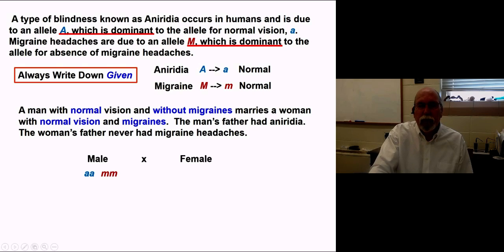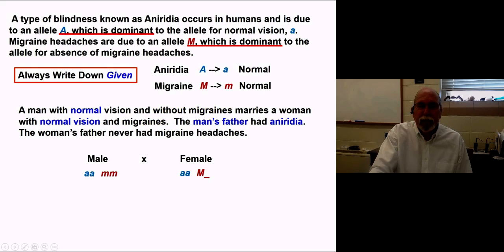The female has normal vision, so she must have little a, little a, but she does have migraines, okay? So that tells us she's going to have at least one dominant allele, and we don't know right now what the other is. She could be big M, big M, or she could be big M, little m, right? That's what we don't know. But we've got that much, and all we did was write this down, okay?